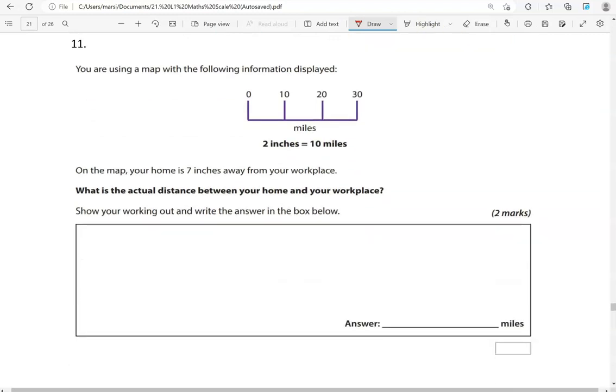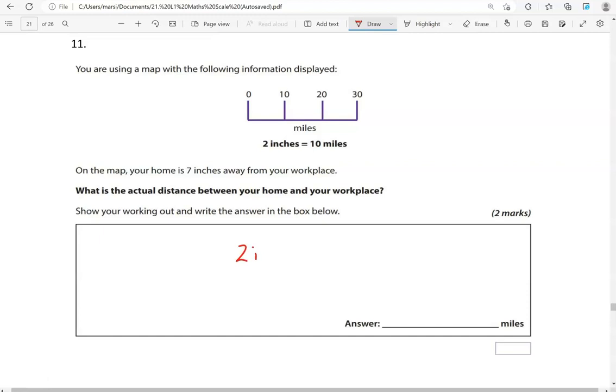You are using a map with the following information displayed. 2 inches equals 10 miles. On the map, your home is 7 inches away from your workplace. What is the actual distance between your home and your workplace? Show your working out and write the answer in the box below.